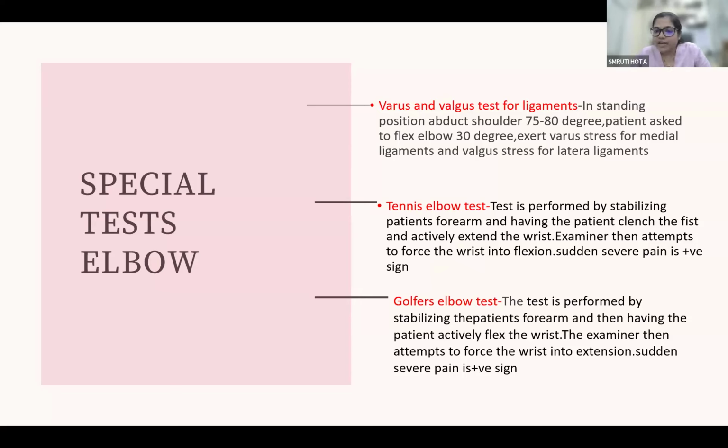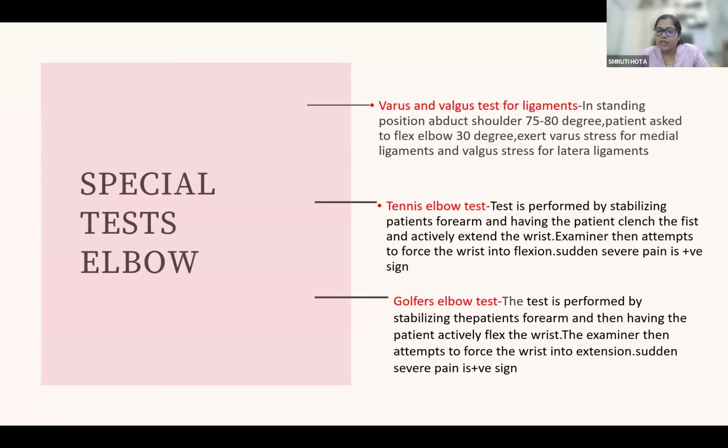Another is the tennis elbow test. Here, what is done? The test is performed by stabilizing the patient's forearm and having the patient clench the fist and actively extend the wrist. Now, the examiner attempts to force the wrist into flexion. If there is sudden severe pain, then this test is positive.